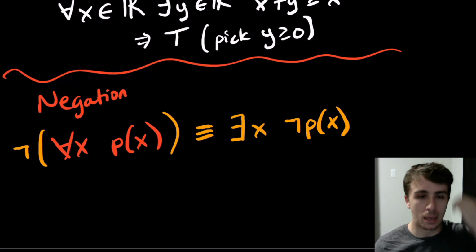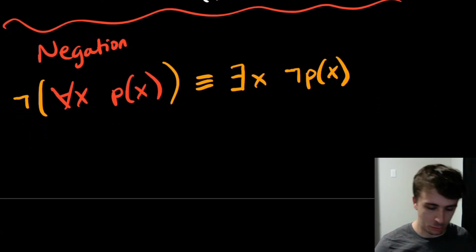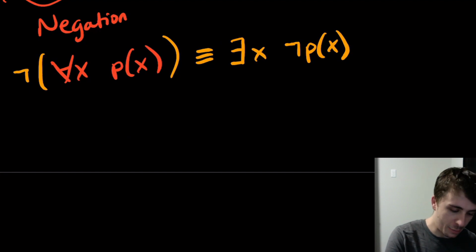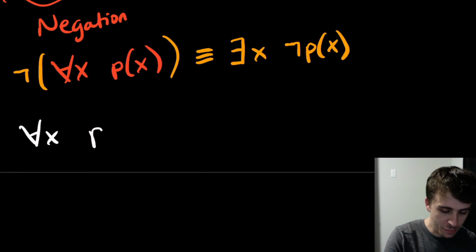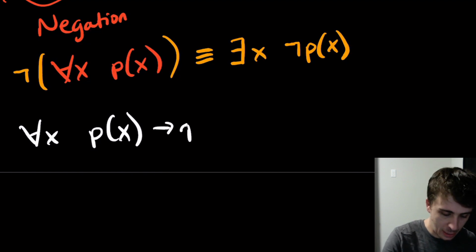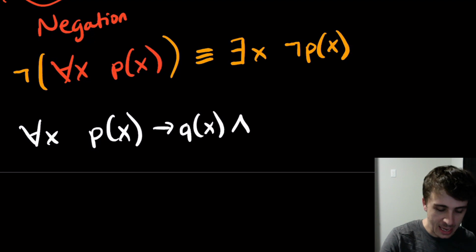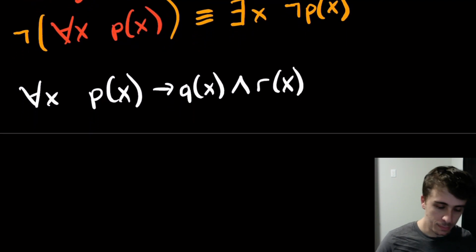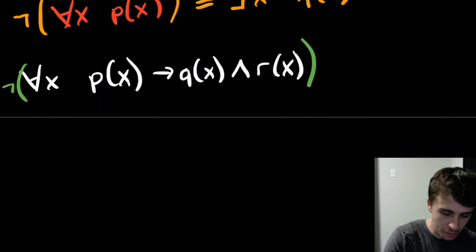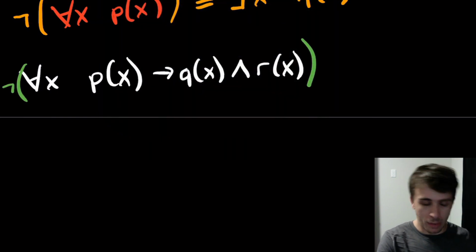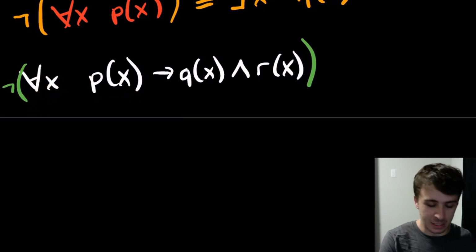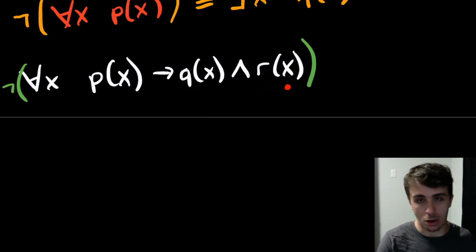Okay. What else can we do? Let's do something a little bit more complicated. Suppose we have, for all x, p of x implies q of x and r of x. And let's just put a big fat negation in front of all that. So what are we going to do here? This is saying for every value of x, p of x implies q of x and r of x.